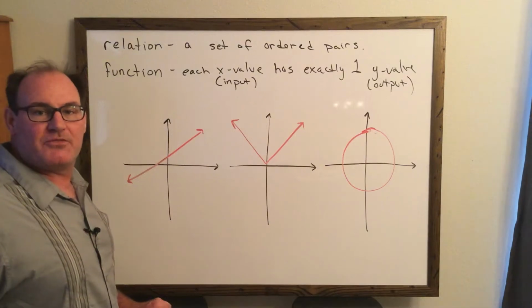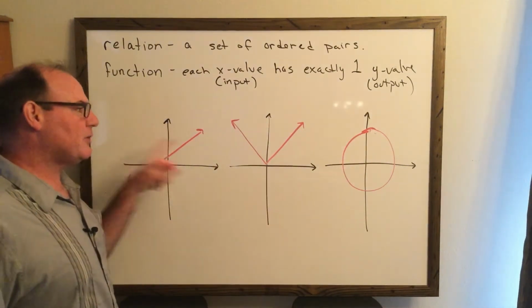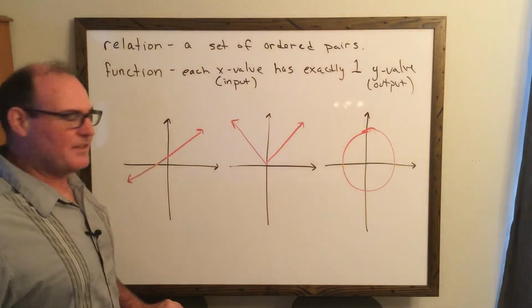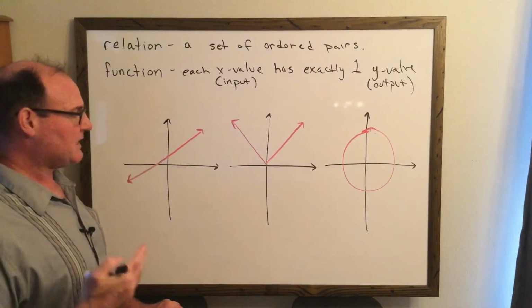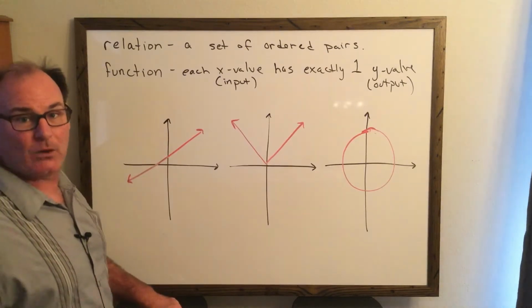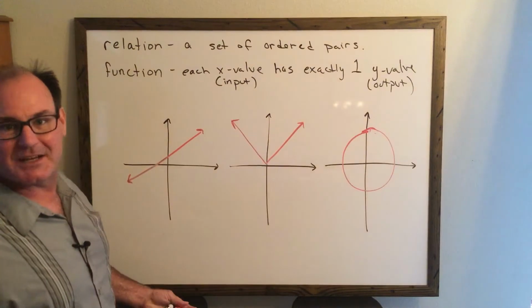All right, so a couple final examples using graphs. So I've drawn 3 graphs here. Each of these graphs represents a relation, a set of ordered pairs. The difference between these graphs and the graphs in the previous examples is that in the previous examples, we had a number of dots that we could count. There was, I think, 5 dots on one graph and 8 dots on another graph.